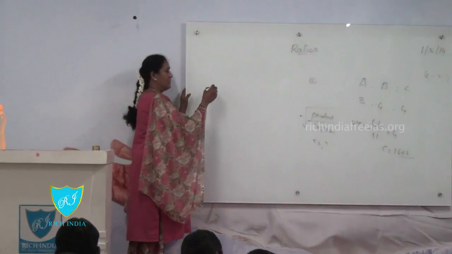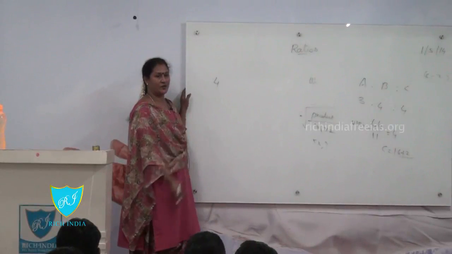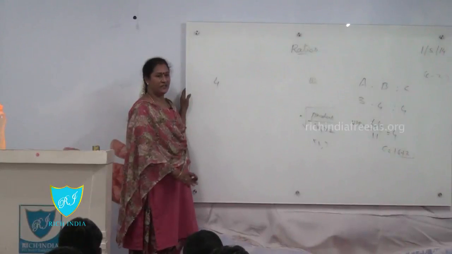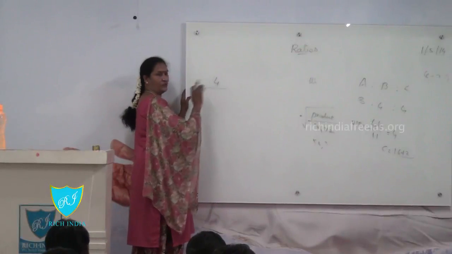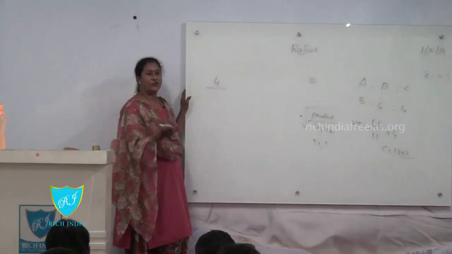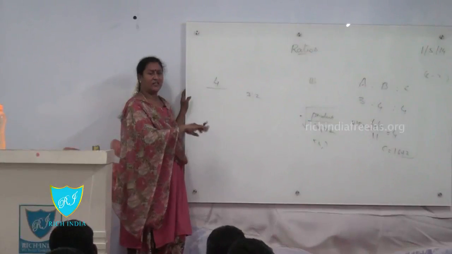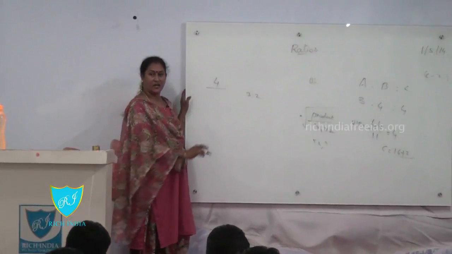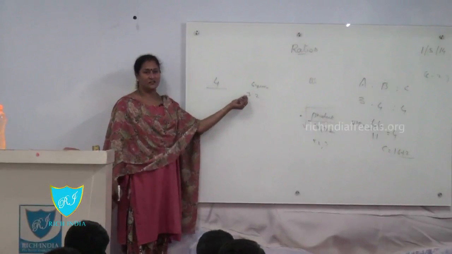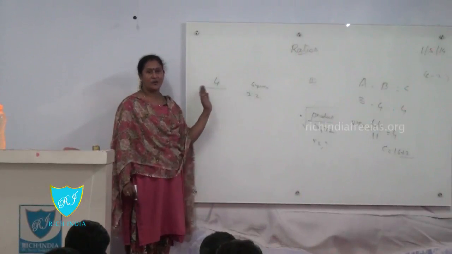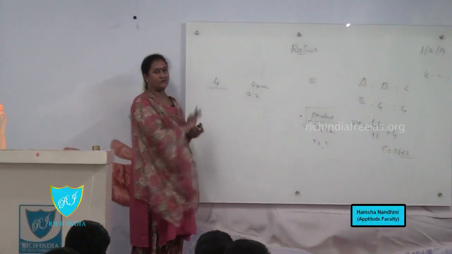4 years elder. So what does 4 years elder mention: sum, difference or product? Difference between their ages. Whether elder or younger is given, it is the difference between their ages. So A is 4 years elder. After 6 years the ratio is given as 3:2. If the difference is given, whichever year passes, the difference stays. After 6 years the ratio is 3:2, and after 6 years the difference will still be 4. If a person is 4 years elder now, after 6 years also they will be 4 years elder.